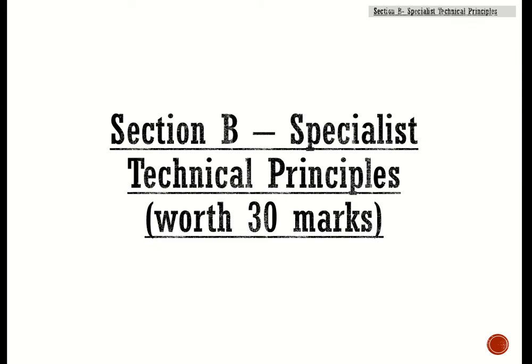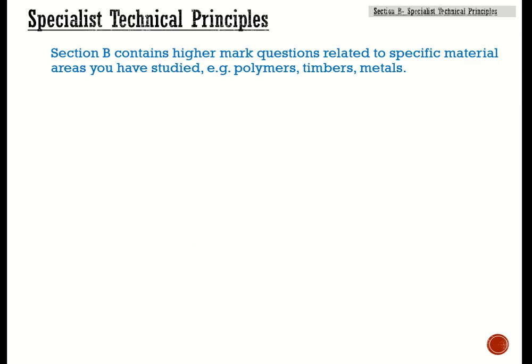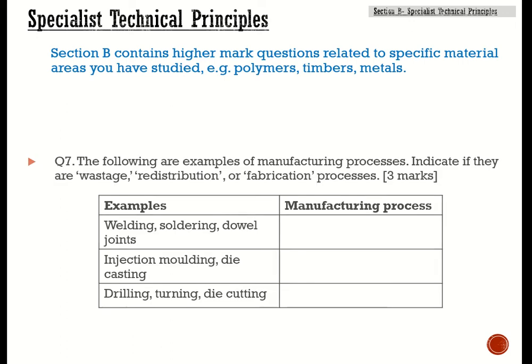Moving on to section B of your paper, this is on specialist technical principles, worth 30 marks. And this contains higher mark questions that relate to specific material areas you've studied, for example polymers, timbers and metals. Just a word of warning, you might have the option of answering questions about textiles or electronics. We've generally not taught you about them. Focus on the material areas that you know about and you've revised.